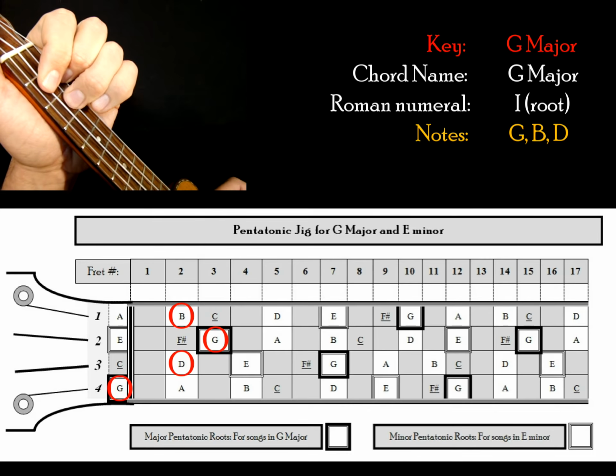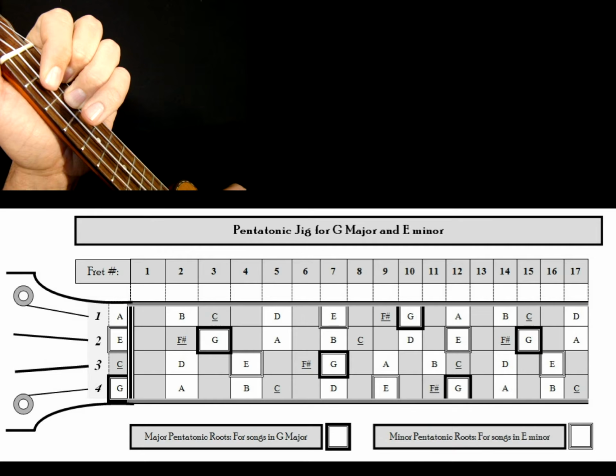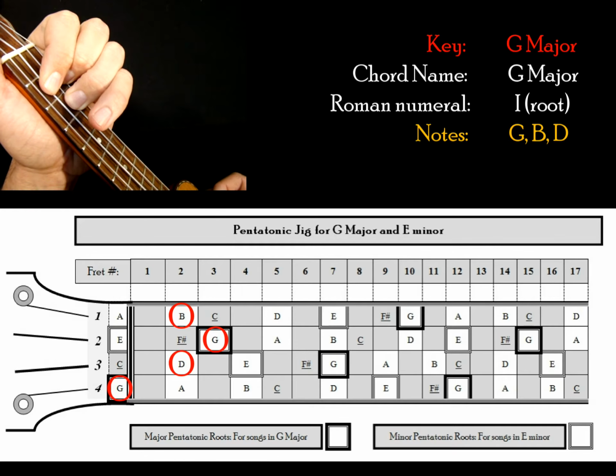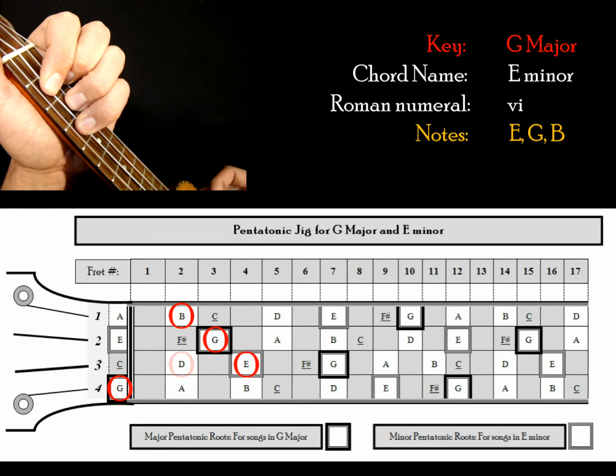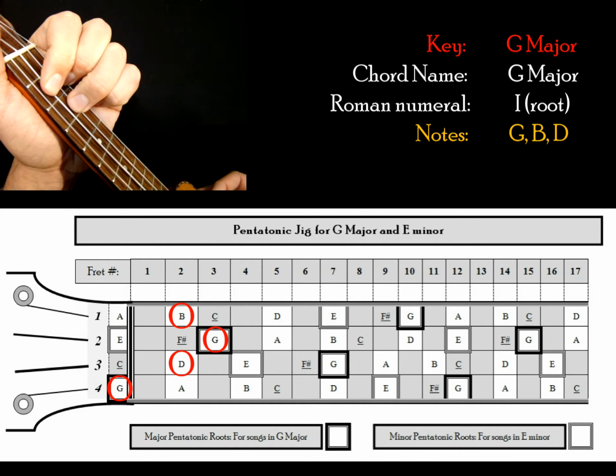So notice that G major to E minor is a real cool move on the ukulele because you can make your G major here and then just add this one E note here on the 3rd string and you're turning your G major into an E minor. And then you can do a C major, D major, and then back to G there.